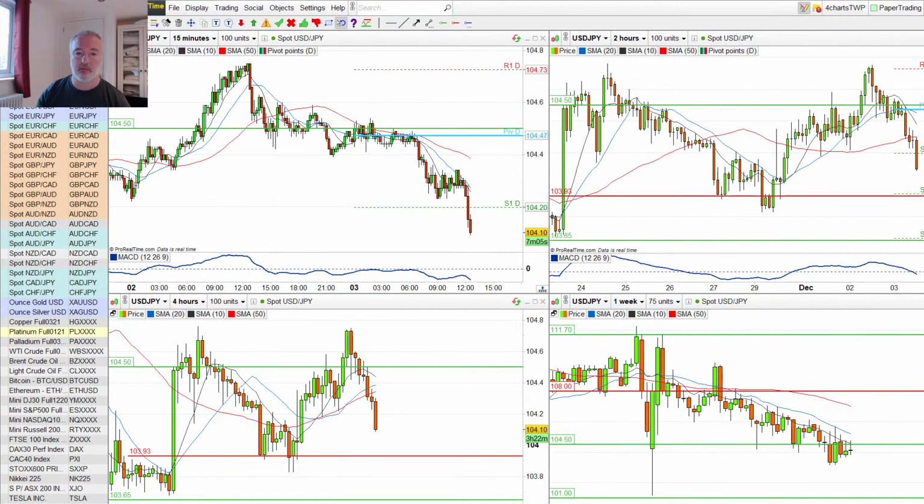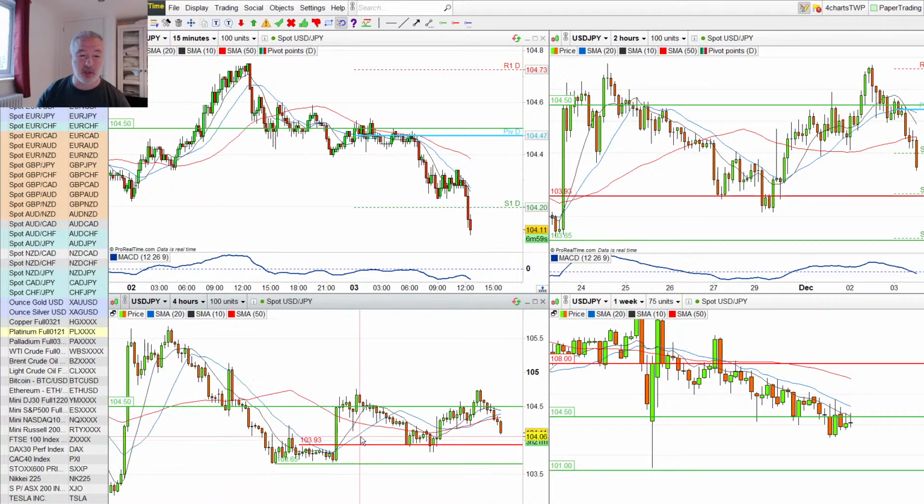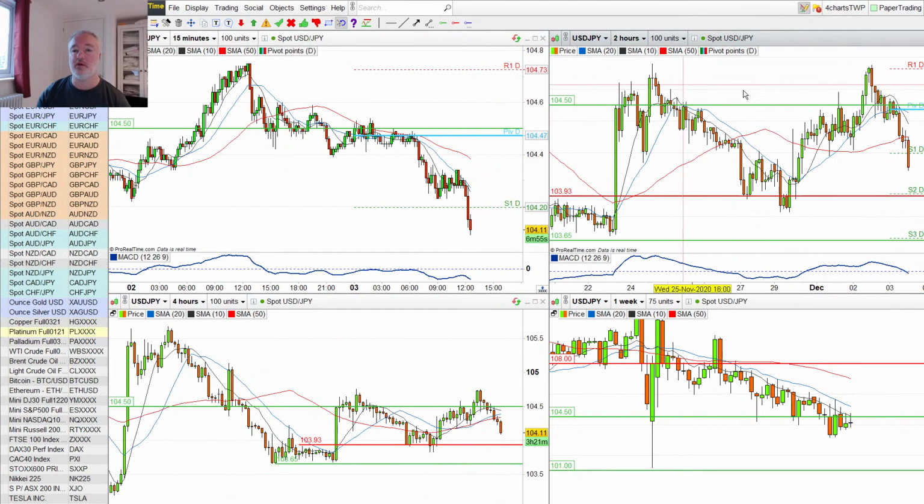Dollar yen. Beautiful, look at that. Breaking down, really, really cool to see that happen. Overall, you can see that the 4-hour and the 2-hour is not as good because of the key levels that we're around.